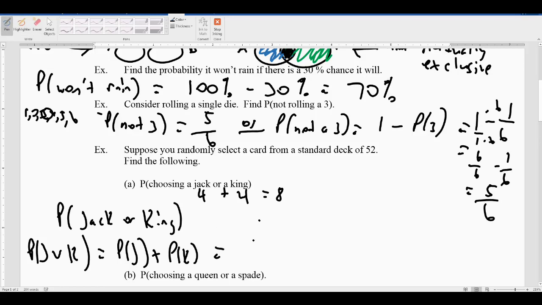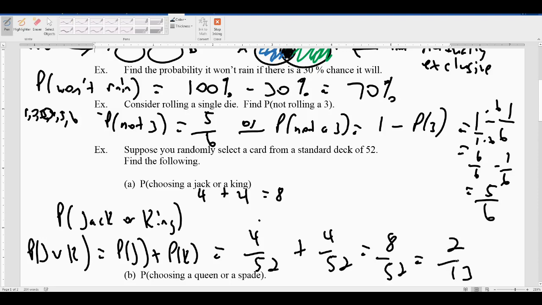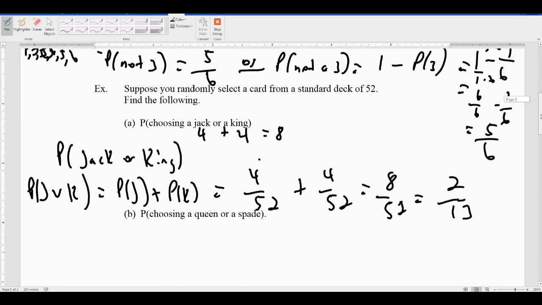How many jacks are there? There's 4 out of 52. How many kings? 4 out of 52. And we still get 8 over 52, which still reduces down to 2 over 13. So, either way you think about it, you get the same answer. In other words, if you want to use the formula strictly, that's fine also.